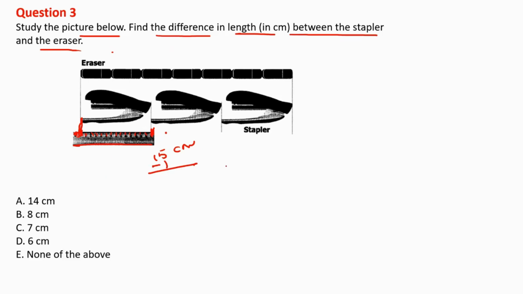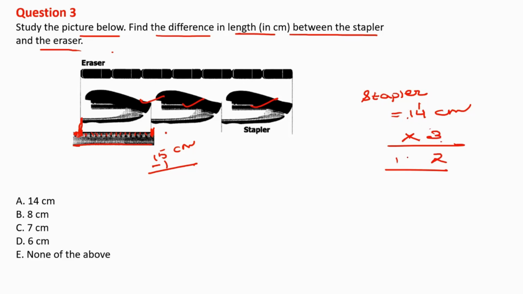So what's the length of one stapler? The stapler is 15 minus 1, 14 centimeters. Okay, how many such staplers do you have? 1, 2, and 3. Together, they would make what length? 14, 3 times. 4 threes are 12, 2 carry 1. 3 ones are 3 plus 1, 4. 42 centimeters. The three staplers together make a length of 42 centimeters.